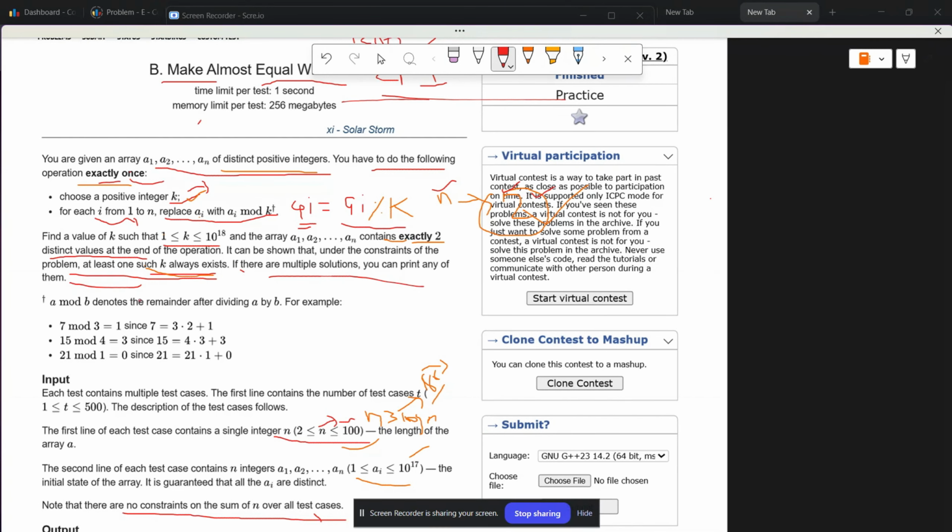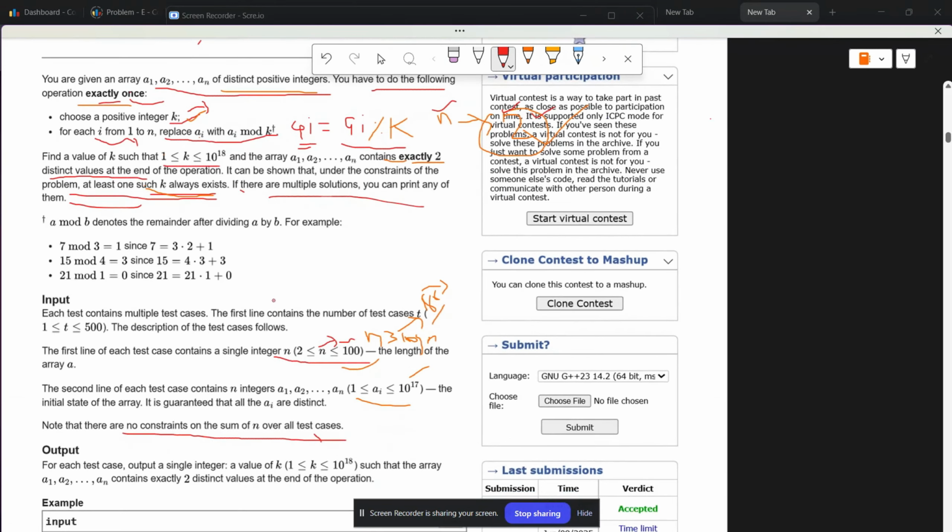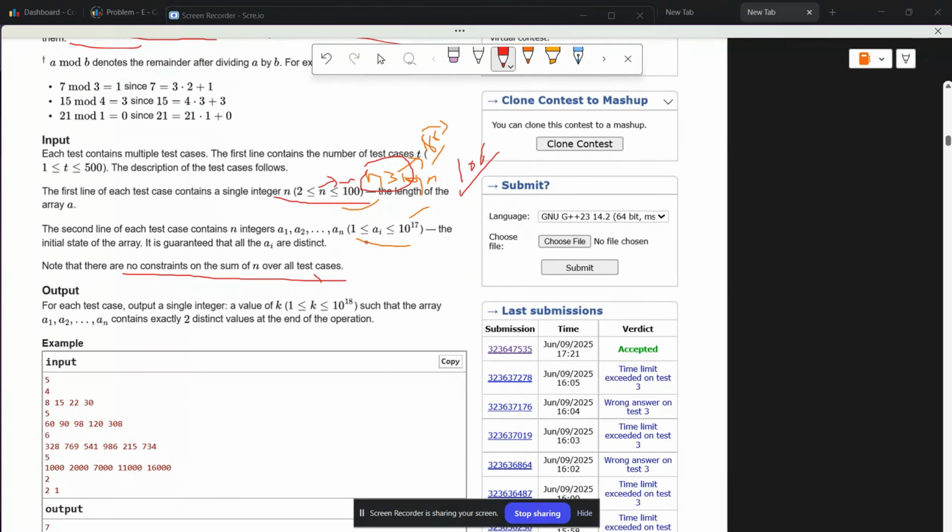So let's discuss it. Before moving towards the solution, we can look at the constraints given to us. N is from 2 to 100, so we can run an n cube or n cube log n type of solution, because n cube log n will be hardly 10 raised to 6, and that can run in 1 second. Also, we are given the ai values. They range from 1 to 10 raised to 18.